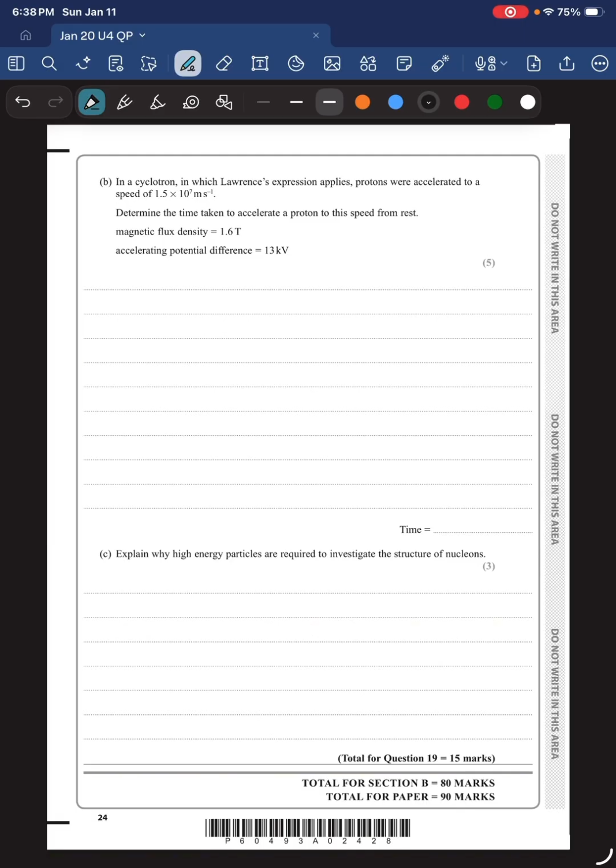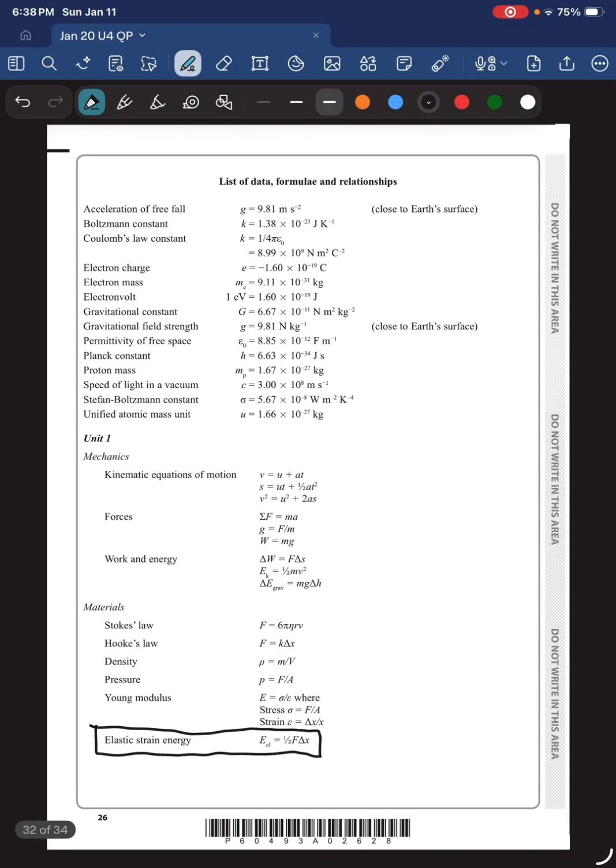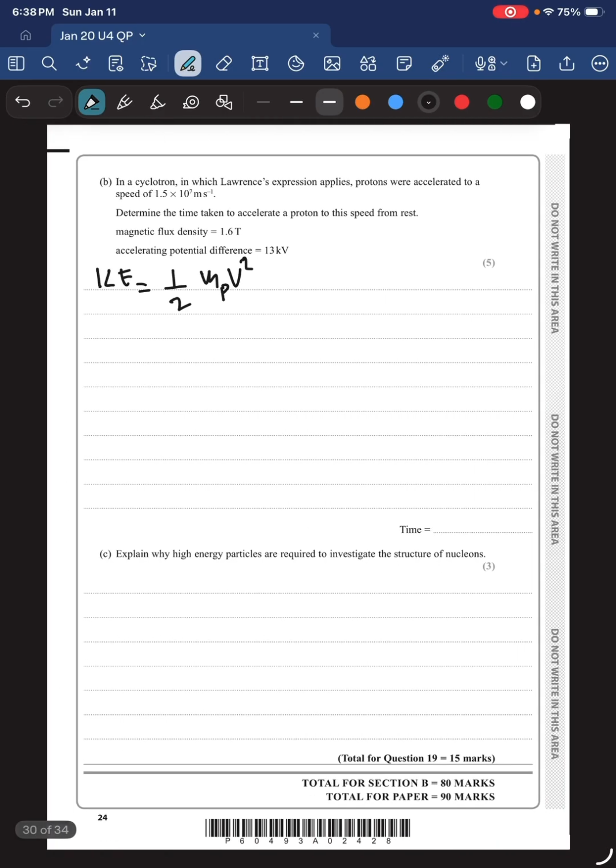Actually, no. Since we are given the speed, let's calculate the kinetic energy, which is simply 1/2 mv squared. And these are protons, so you can find their mass over here, 1.67 times 10 to the negative 27. If you plug in numbers, you will find 1.88 times 10 to the negative 13 joules.